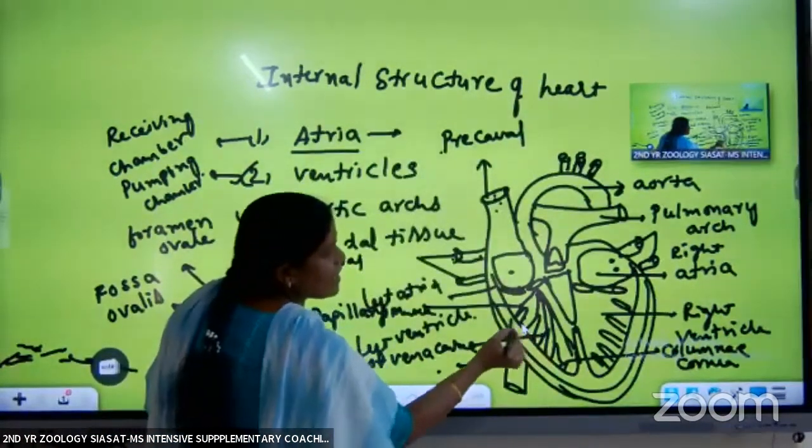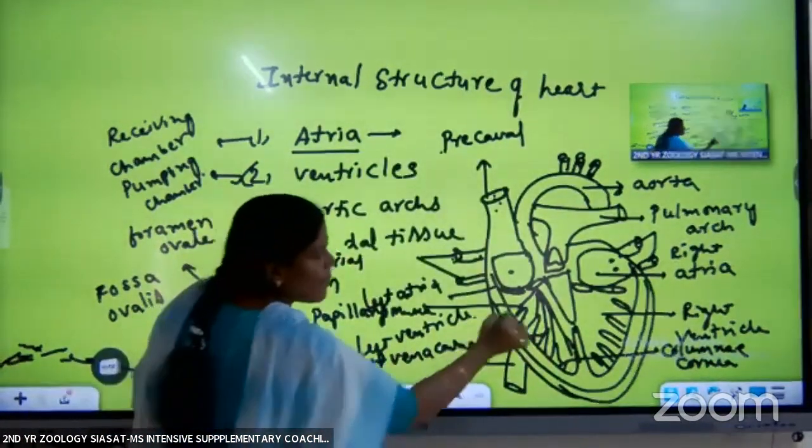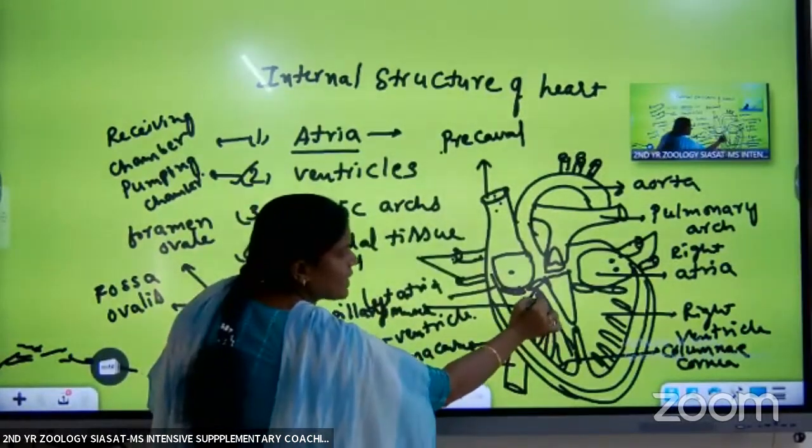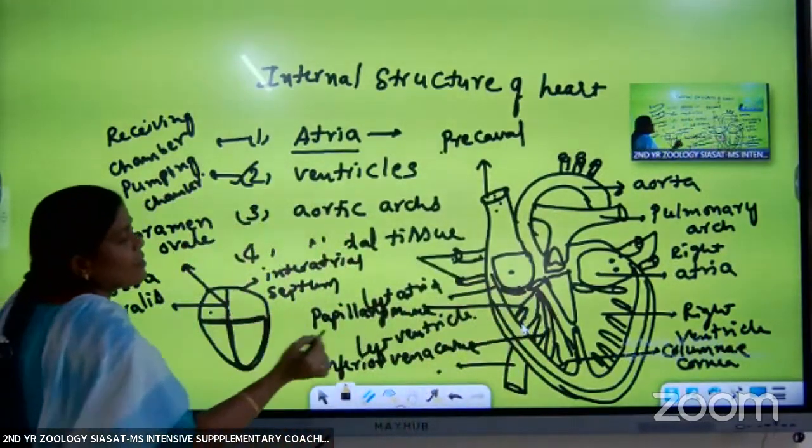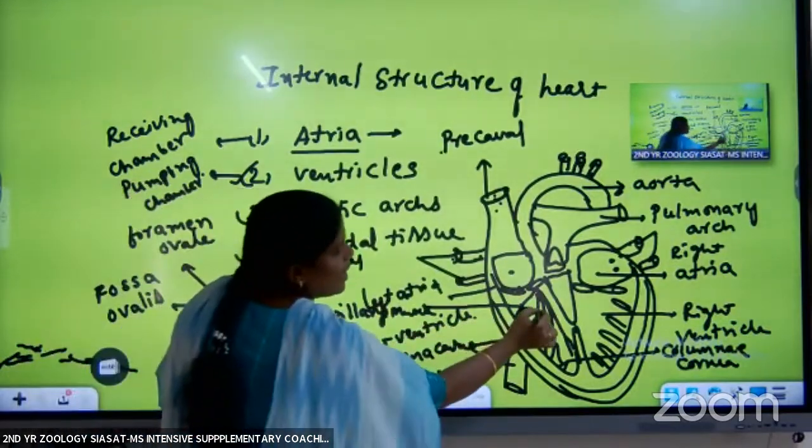Smaller ridges are called columnae carneae. Papillary muscles are all connected by threads. They are called chordae tendineae.